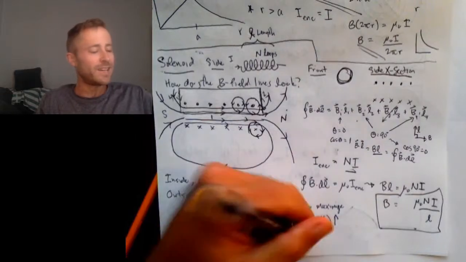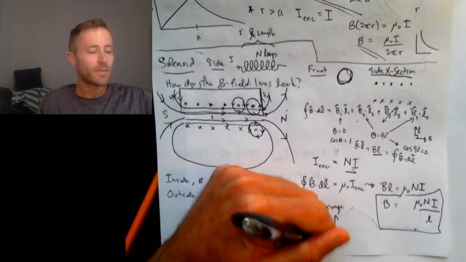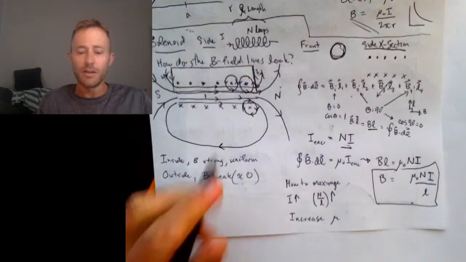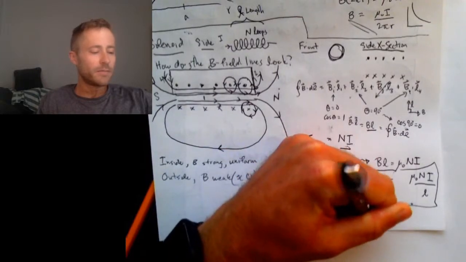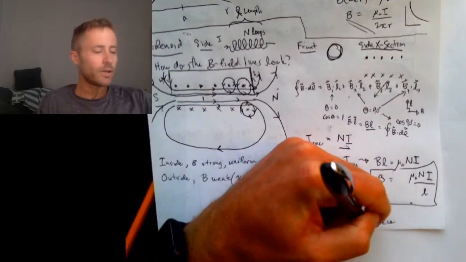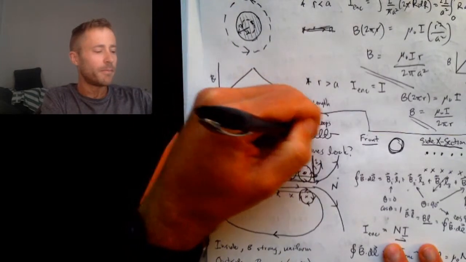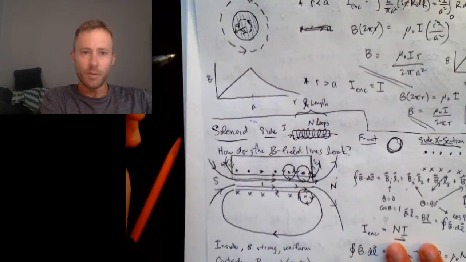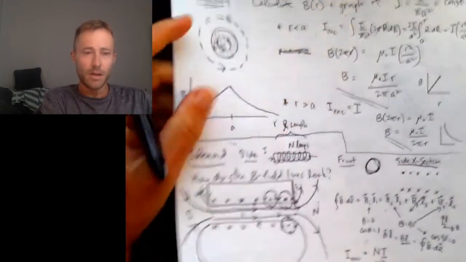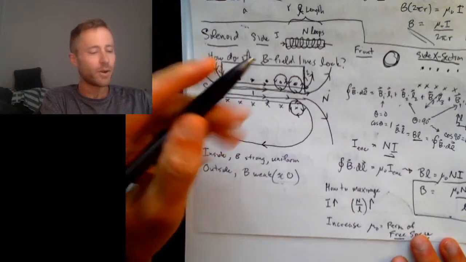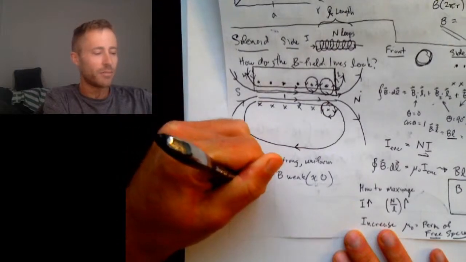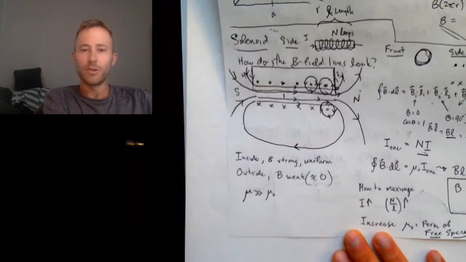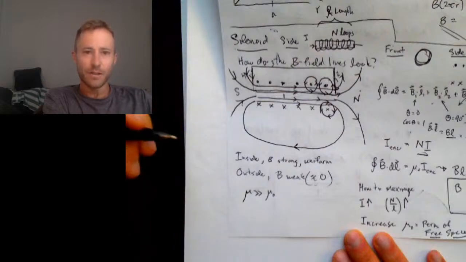There is one more thing, which is probably the most important if we want to maximize the magnetic field: we can increase mu. Mu naught is the permeability of free space. But what if we don't put free space in the solenoid? What if we fill it with something, like maybe iron? Iron has a permeability that is different from free space. The permeability in general, which is just mu, is much, much greater than the permeability of free space. And so that has the effect of enhancing the magnetic field.